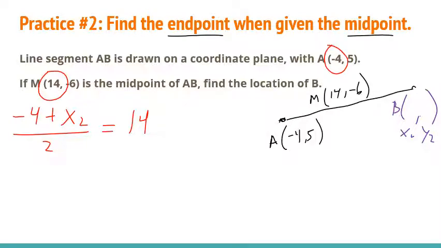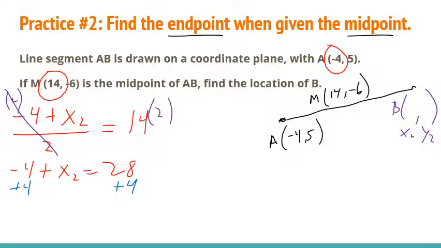So we can solve this equation using inverse operations. We'll multiply by 2 on both sides, right? So we have negative 4 plus x2 equals 28. Add 4 to both sides. So x2 is going to equal 32. And that's a reasonable answer, because if you add 32 to negative 4 and divide by 2, you get 14. Why don't you pause it here and try to do the same thing with the y coordinates?